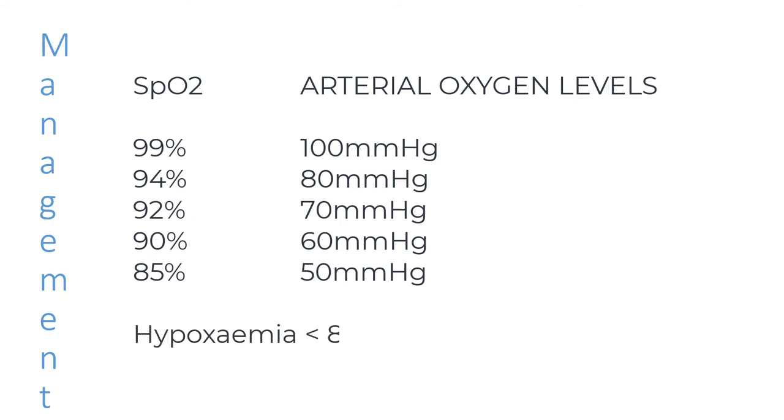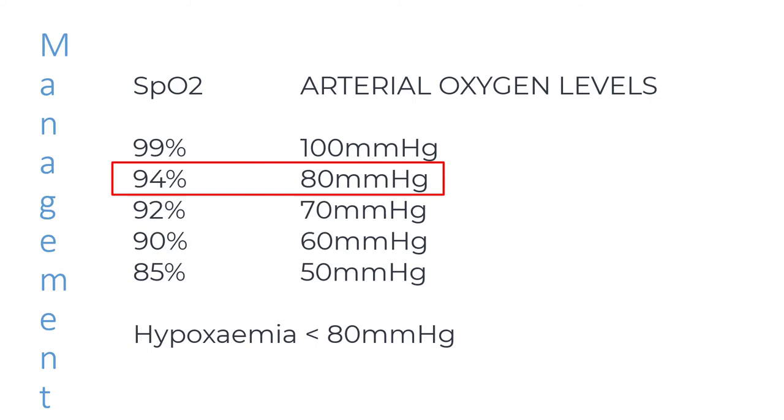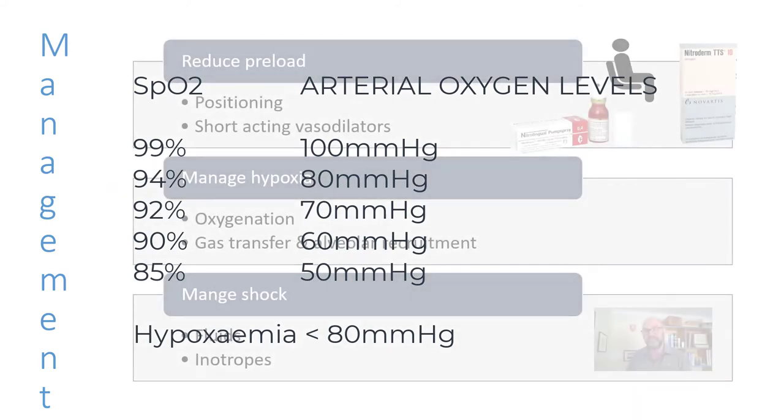Hypoxemia, that's low oxygen content in the blood, is defined as a partial pressure of oxygen less than 80 millimeters. So in terms of what we look at on an oxygen saturation meter, this is going to equate to saturations of less than 95%. So once saturation levels hit 94%, we really have to think about correcting the amount of oxygen that's available to the arterial system.